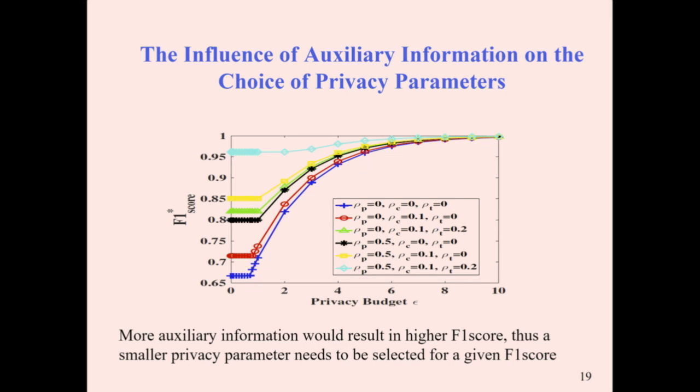So this, again, we use the beta F1 score to summarize the statistics, and the curve shows that from the dark blue up to the light blue, it represents the adversary with more and more auxiliary information. So you can see the situation gets worse and worse. And if you want to fix the ability of the adversary, you need to use a smaller epsilon value.